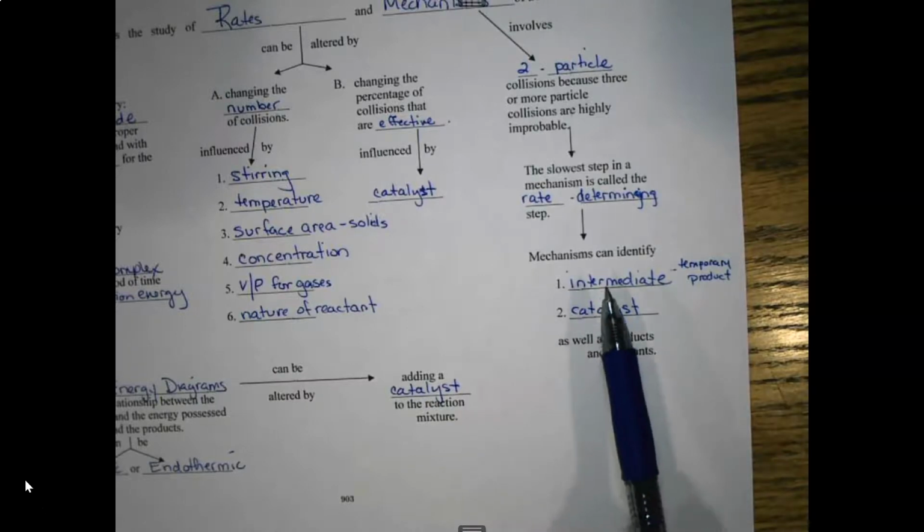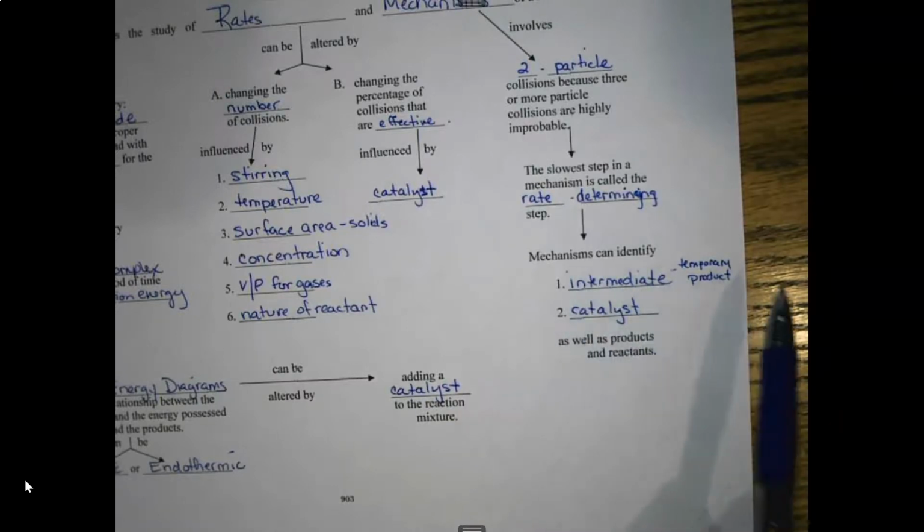So an intermediate, in the end, when you draw your final overall reaction, the intermediate isn't there because it was formed, but then it disappears. The catalyst is technically there on both sides because it goes in, but then it comes back out. So an intermediate is like it was never present. A catalyst is like it never left. And in addition, you can get the reactants and the products.